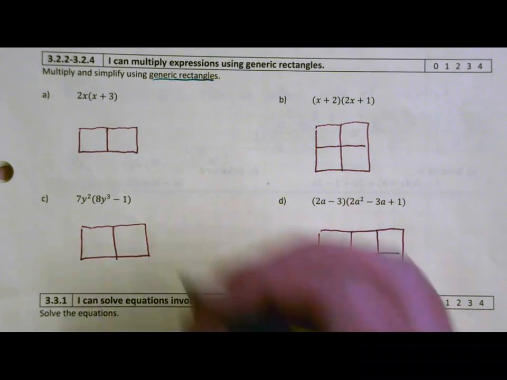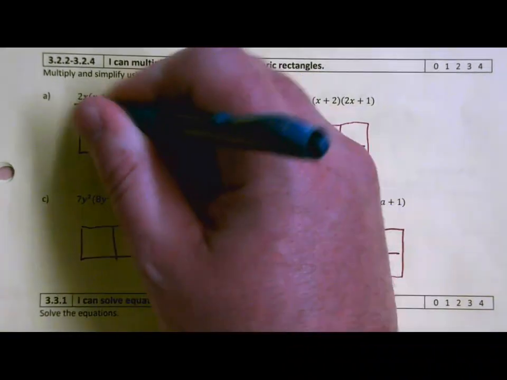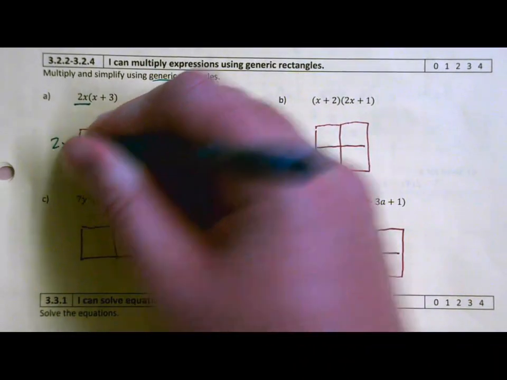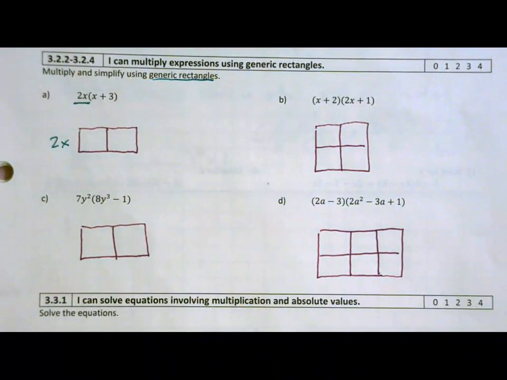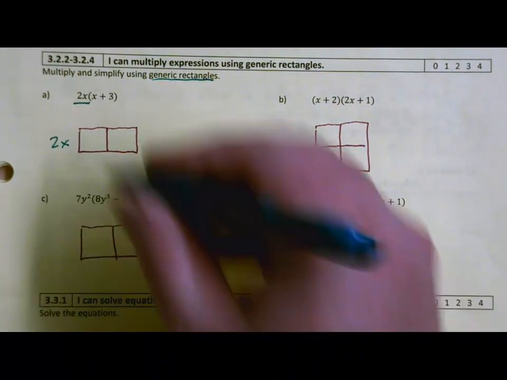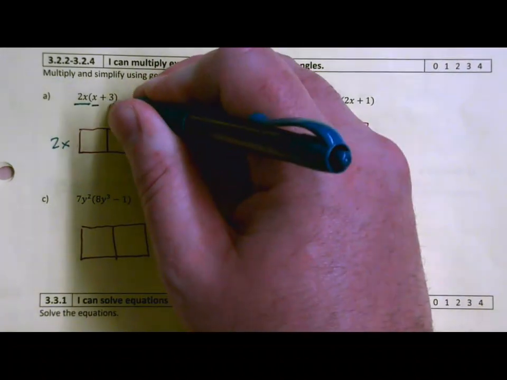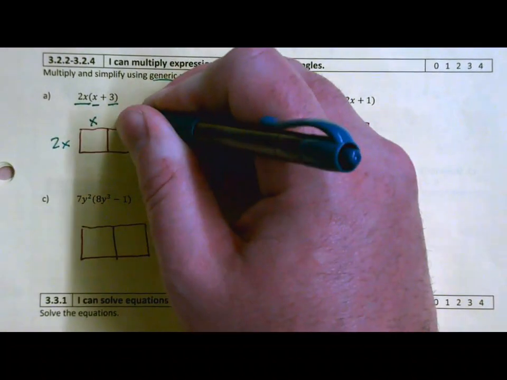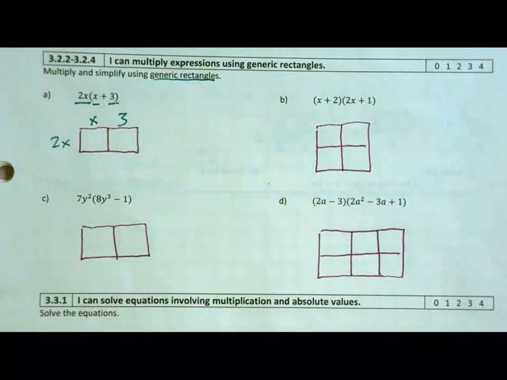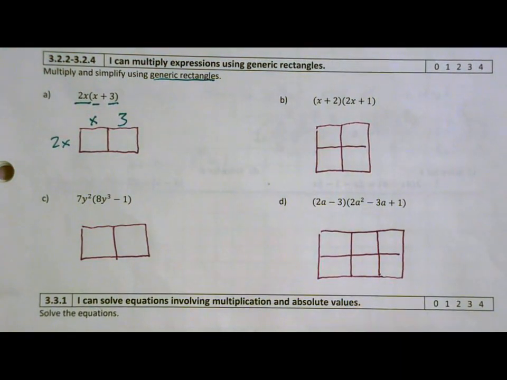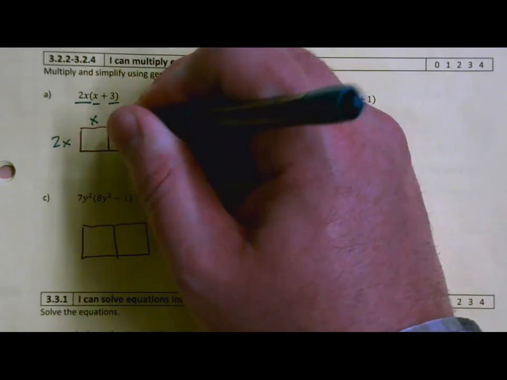All right, so here's the deal. We have a monomial, this 2x. That's going to go out in front of this. So copy that out in front. And then we have a binomial. It has an x and a positive 3. The x and the 3 are going to go up above.